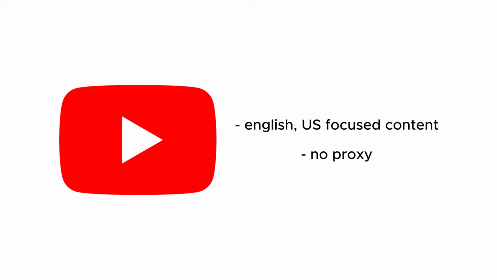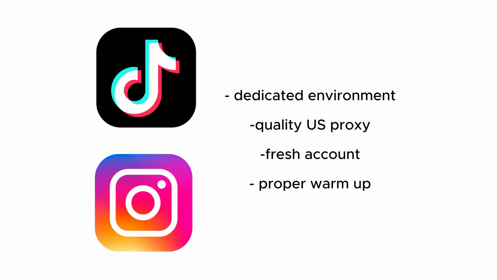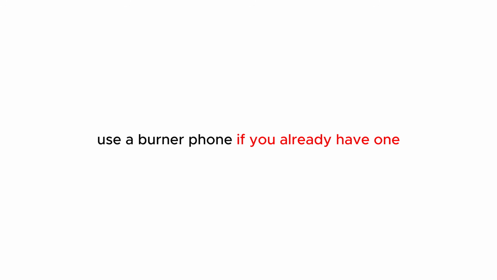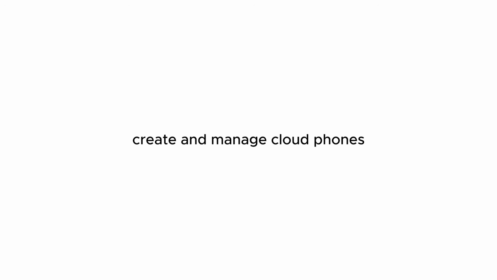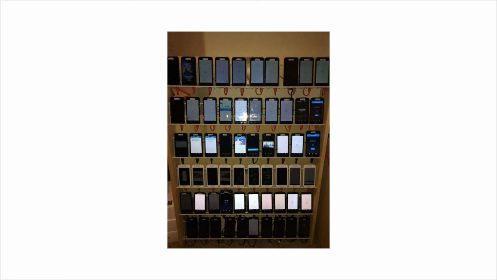So to summarize, when it comes to YouTube, I personally just use English US focused content, no proxy. TikTok and Instagram, dedicated environment, quality US proxy, fresh account, warm it up, and then post. Use a burner phone if you already have one, or just use GoLogin's Cloud Android if you would rather create and manage cloud phones without buying a bunch of physical devices. Then stop worrying about the setup and focus on making clips people actually want to watch.